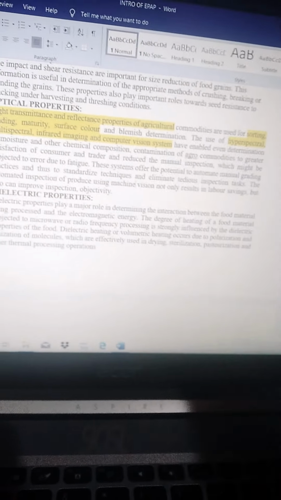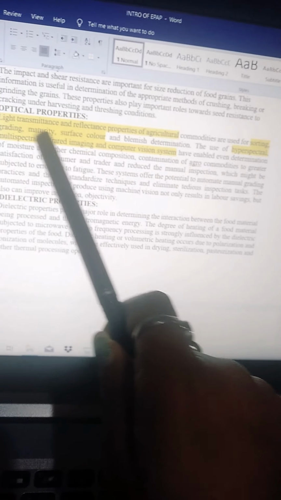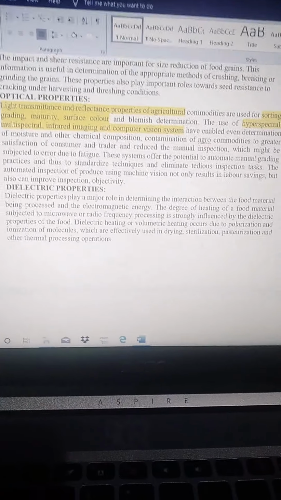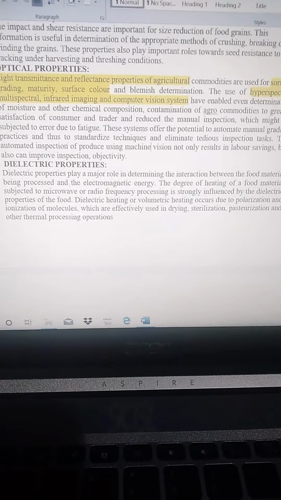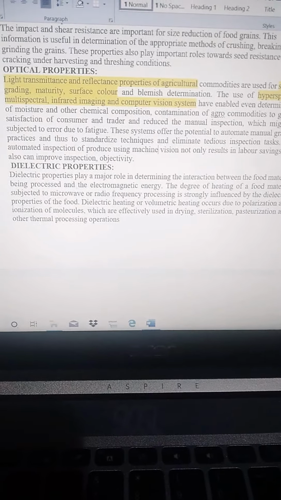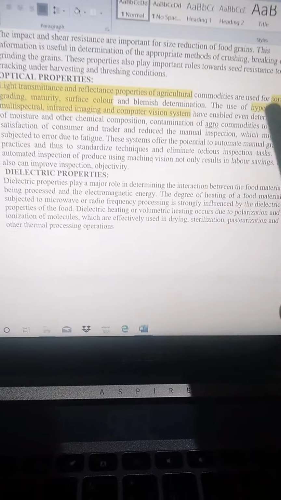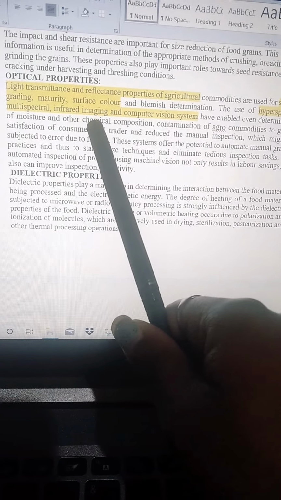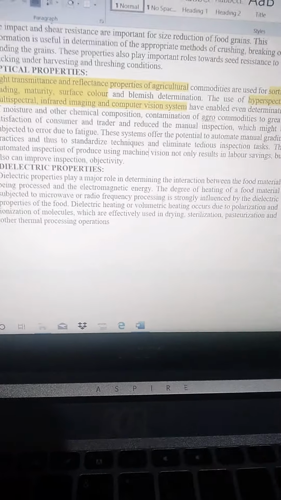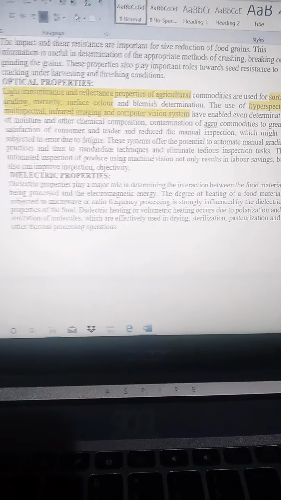Okay, so this is useful for sorting, grading, maturity, and surface color determination in food products. Okay, and the technology used, means how we can check these properties, is with the help of hyperspectral, multispectral, infrared imaging, and computer vision systems. These are some technologies through which we can find out the optical properties of food.